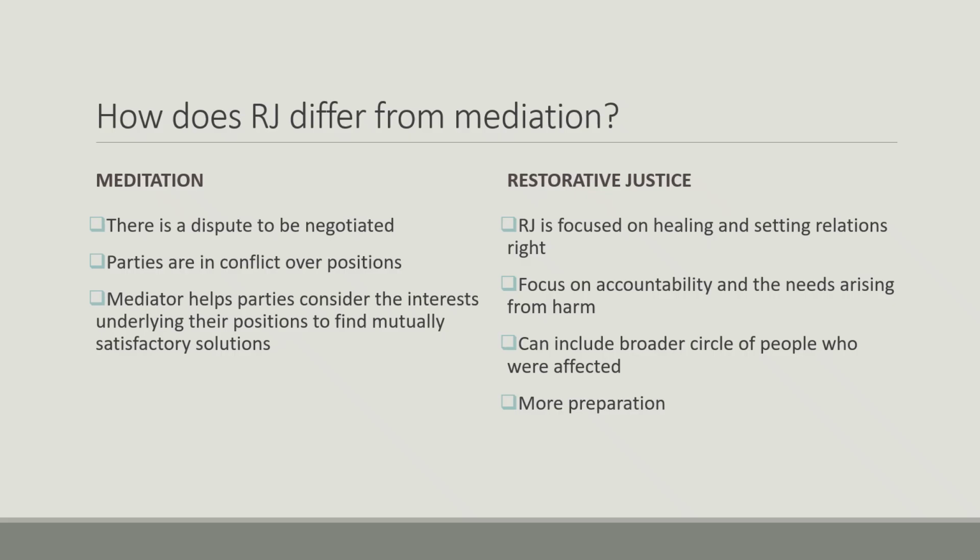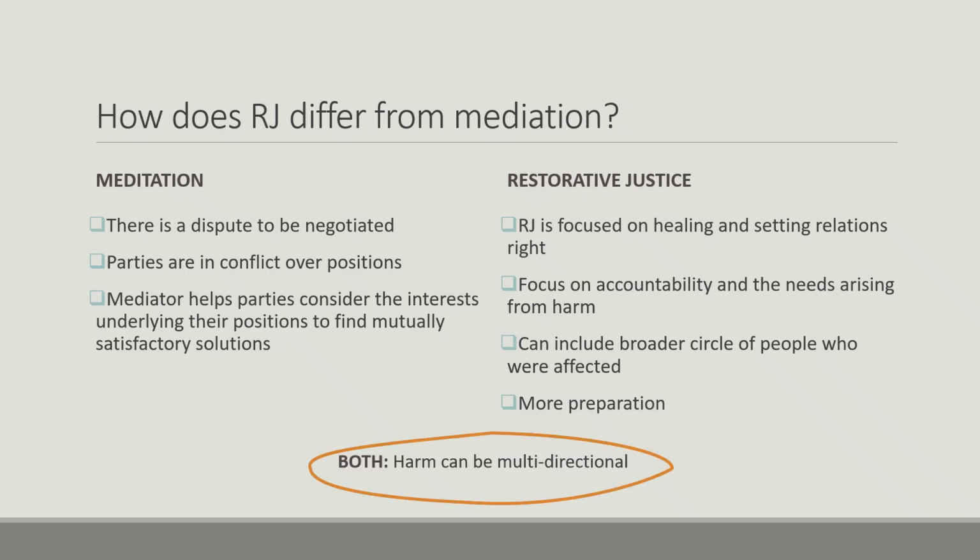I will note that restorative justice does not require that there be one harmed party and one person who caused harm. We can do restorative justice processes when there's multi-directional harm. For instance, a school fight where one student has been charged but both caused harm. We can use restorative practices to address that situation.